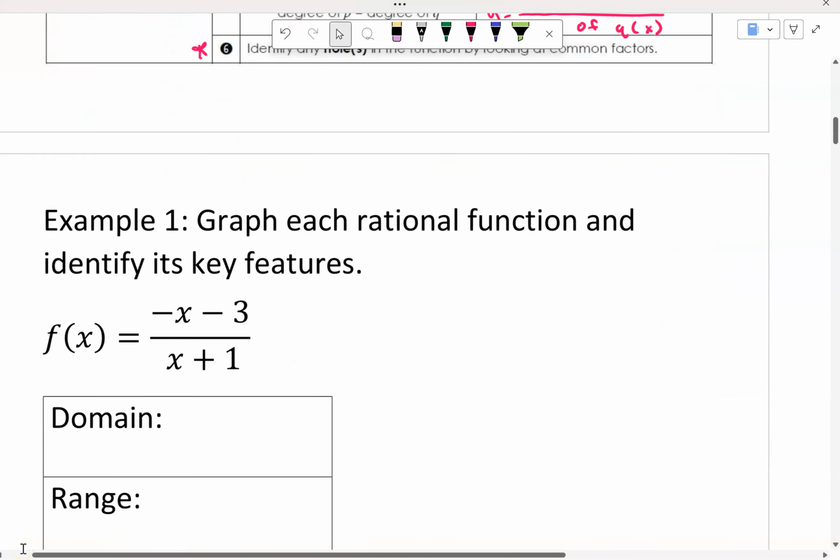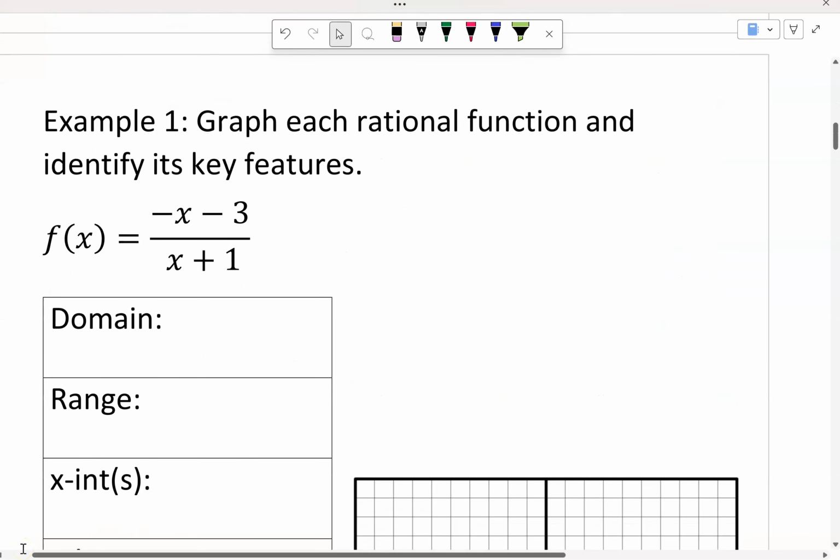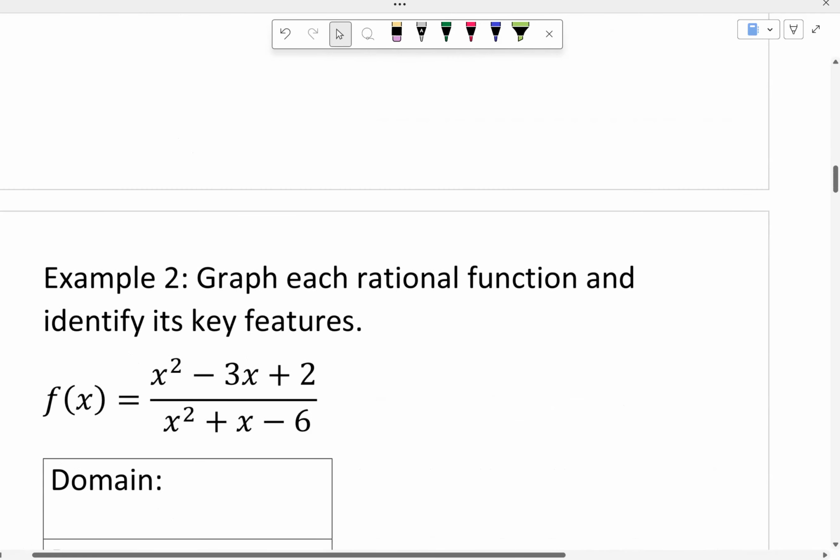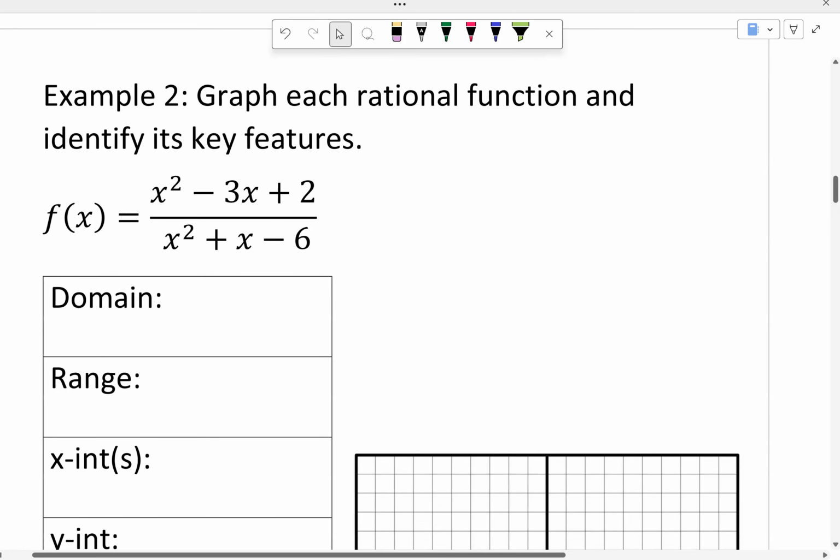Okay, so here we go. Let me see if I can find one where we have to factor. I think example 2 factors. Yep, let's do that one because I want to try to put more in it if I can. Okay, so like I said, the first step we got to do is factor. So we need to factor the top and factor the bottom.